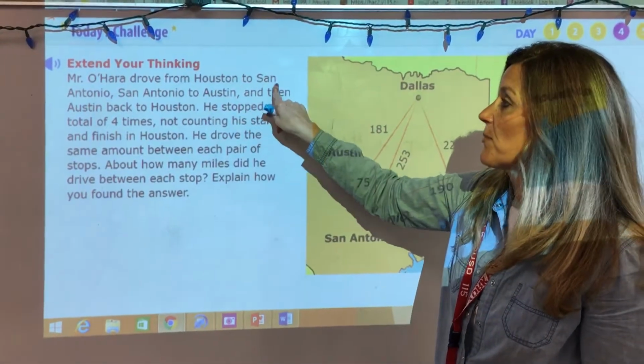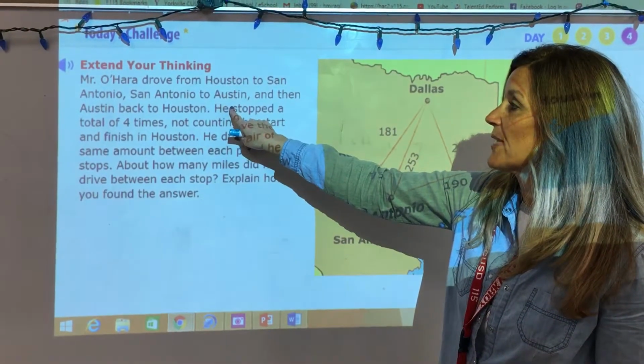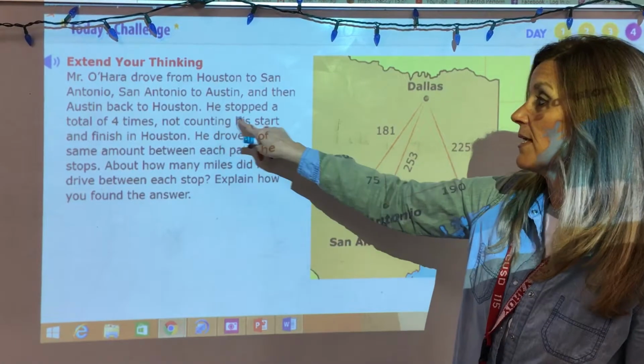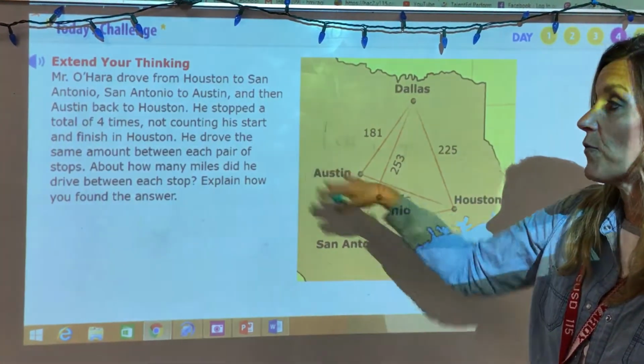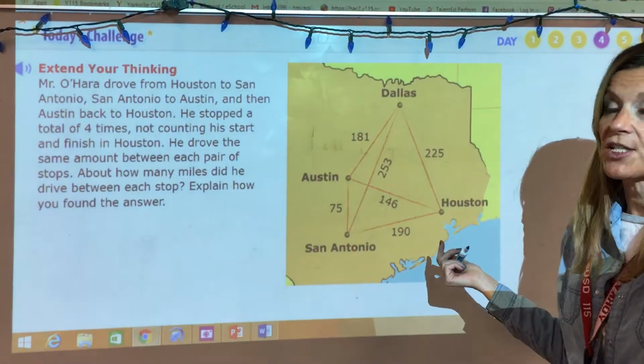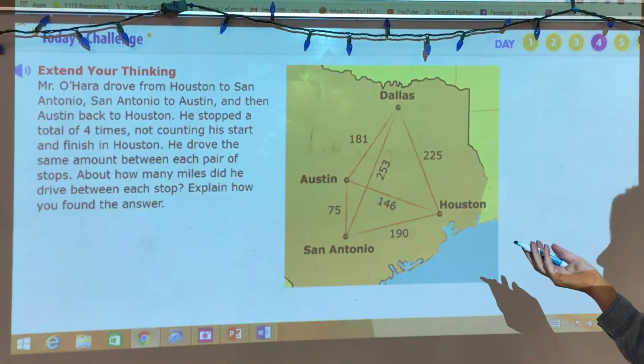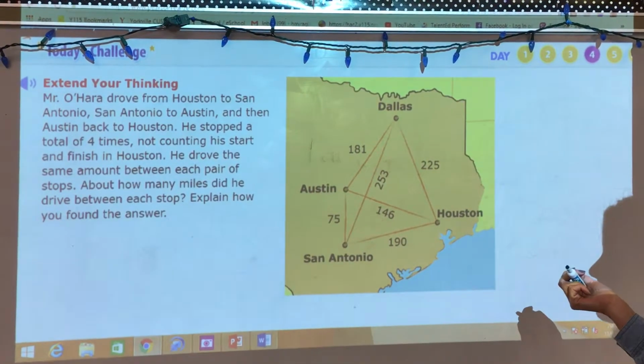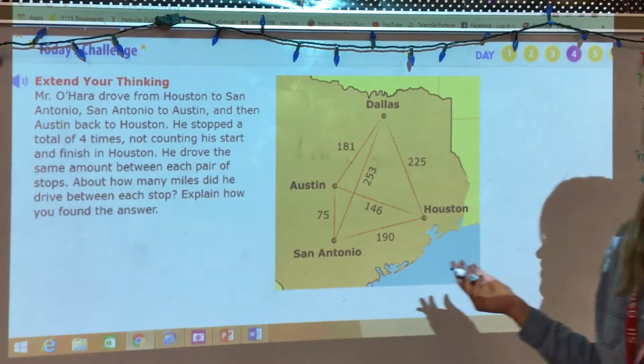Mr. O'Hara drove from Houston to San Antonio to Austin, and then Austin back to Houston. He stopped a total of 4 times, not counting his start and finish in Houston. He drove the same amount between each pair of stops. About how many miles did he drive between each stop? Explain how you found the answer.